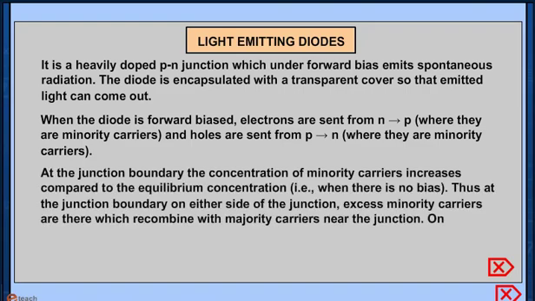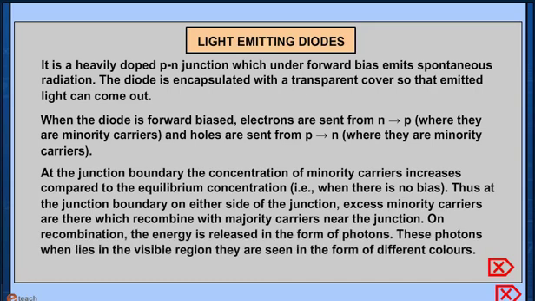At the junction boundary, the concentration of minority carriers increases compared to the equilibrium concentration, that is, when there is no bias. Thus, at the junction boundary, on either side of the junction, excess minority carriers are there, which recombine with the majority carriers near the junction. On recombination, the energy is released in the form of photons.